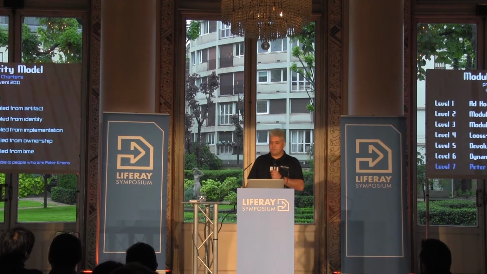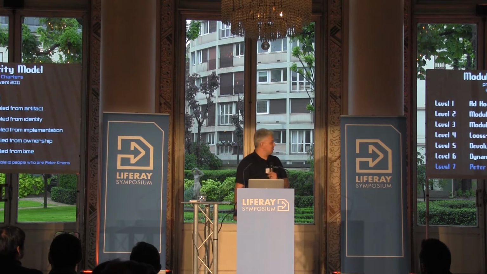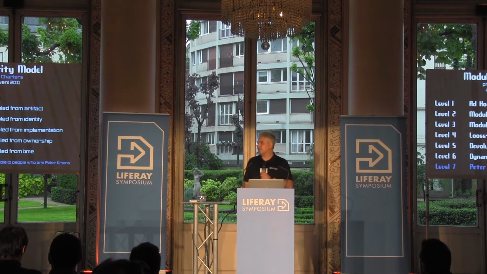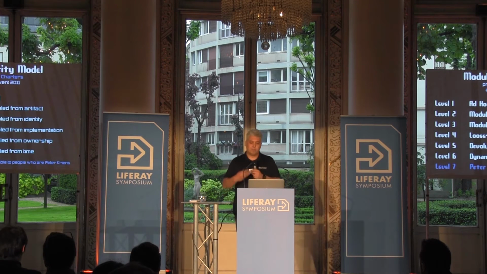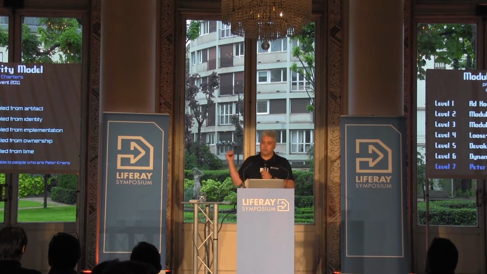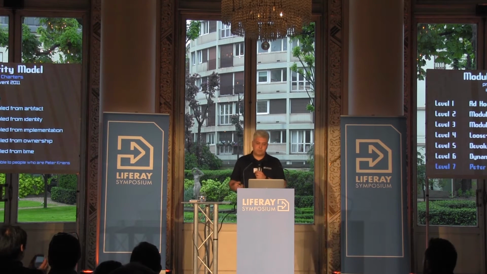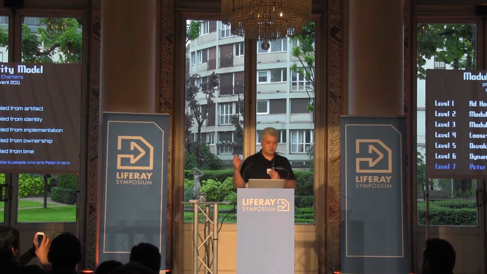Well, then he actually defined level 7, which is known as Peter Kriens. And it's only available if you are Peter Kriens. For those of you who don't know who Peter Kriens is, he's one of the most important figures behind OSGi, the person who actually made a lot of those things work. And as he describes himself, he eats and breathes modularity for the last whatever years.